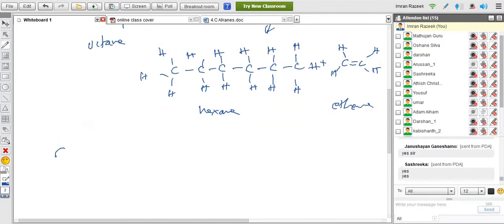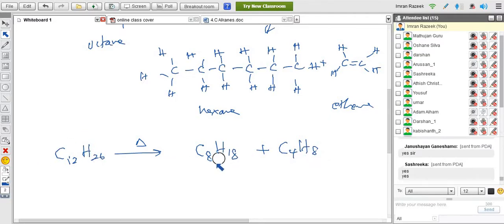If you have a molecule, say C12H26 alkane, when you crack, if one of the molecules which is produced is C4H8 butene, you can easily predict the structure of the other molecule, which is C8H18, because when you add these two, 8 plus 4 is 12, 18 plus 8 will be 26. So when you add these two, you will get the main molecule. Is that clear?